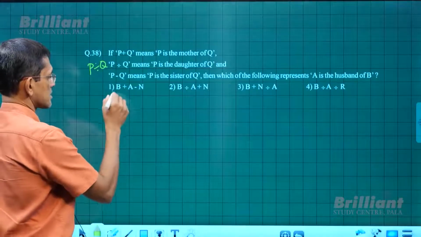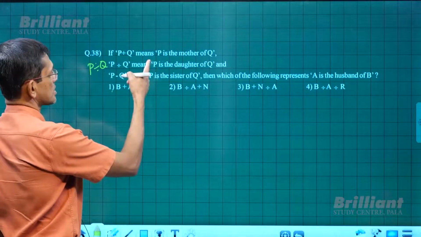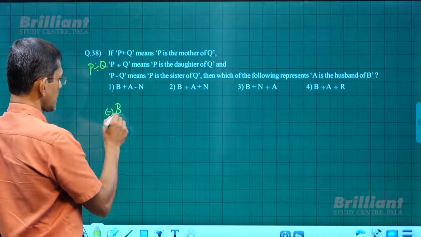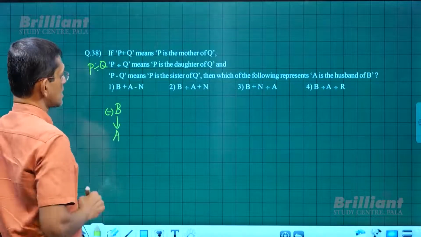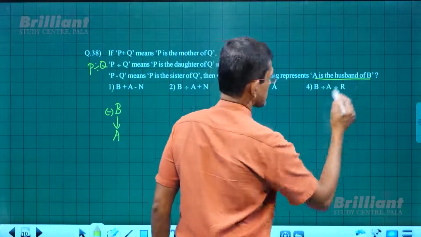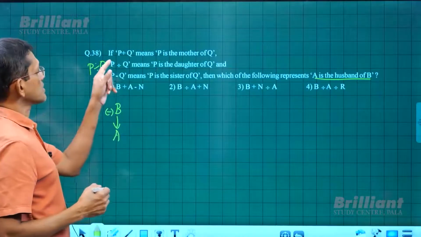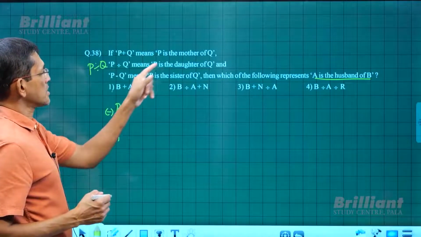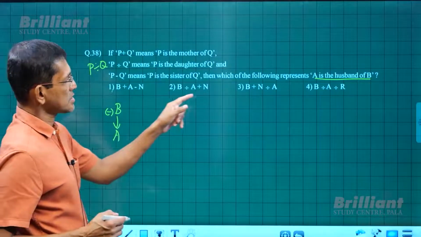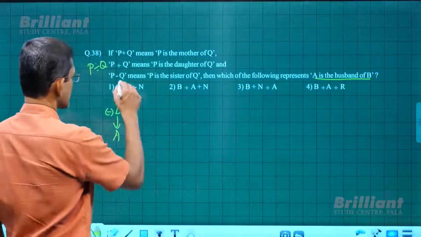B plus A means first answer choice. B plus A. B plus A means B is the mother of A. So B is the mother of A. And what we need here, A is the husband of B. So A must be the husband of B. So this case, what you have is B is the mother of A. B is the mother of A. That means A cannot be the husband of B. So first one cannot be the answer.